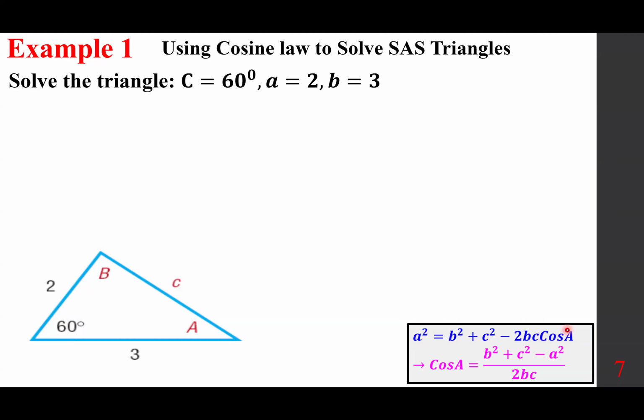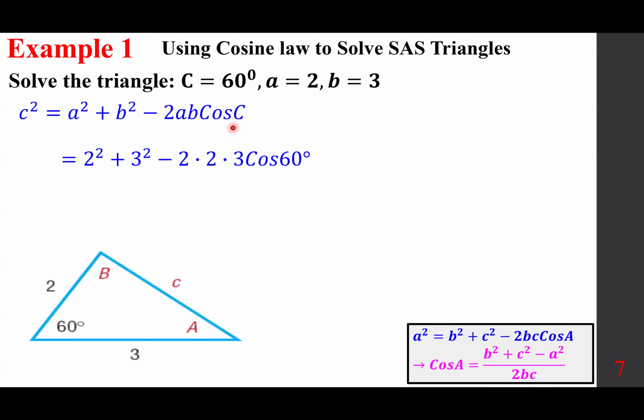So take a look at this one. And if this is c, then this becomes a, and this becomes a. That's all. And of course, cosine A becomes cosine C. So I hope you can see the transition from here to here. As far as you memorize one of them, you should figure out the other one. So again, c squared must be a squared plus b squared minus 2ab cosine c. So just replace it. 2 squared plus 3 squared minus 2 times 2 times 3 times cosine of 60 degrees.